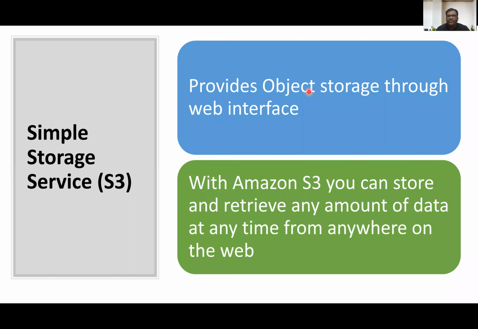Object is like an object. It can be just a simple file, a picture or a video. But block storage is more like something you can use with any operating system, so it will have a file structure and all that. With Amazon S3, you can store and retrieve any amount of data at any time from anywhere on the web. S3 doesn't have any storage limitation, so you can store as much data as you want and access it over the web from anywhere in the world.